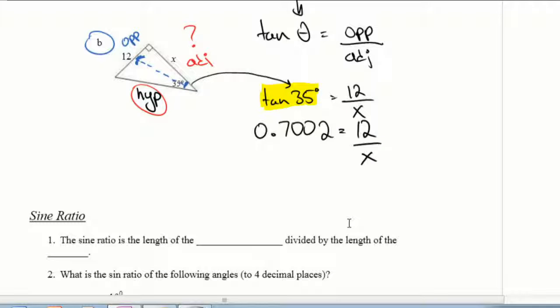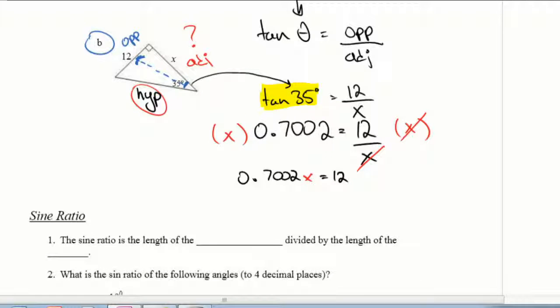Now, x is on the bottom, it's in the denominator, so I want to bring it to the top. So what I'm going to do is multiply this side by x, because x on the top and bottom are going to cancel out. If I multiply the top of one side by x, I have to multiply the top of the other side by x. So I end up with 0.7002 times x is equal to 12.